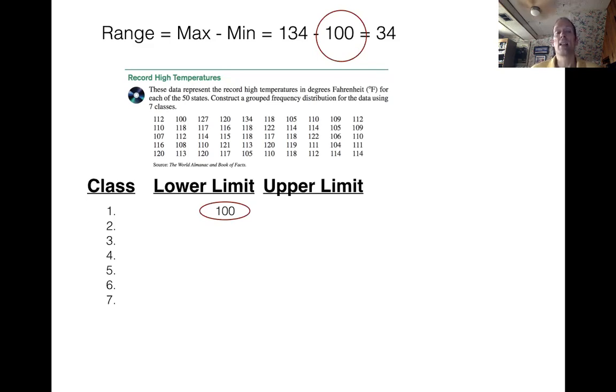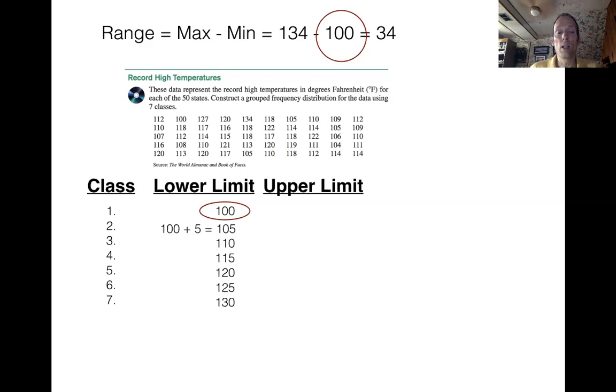So I know that that first class will eventually tell me how many temperatures we had between 100 degrees and some higher number. Right now, I'm not going to worry about the upper limit of class 1 though. Instead, I'm going to get the lower limit of class 2, and then I'll be able to use all the lower limits together to figure out what the upper limit should be. So for class 2, I'm going to take 100 degrees, my lower limit for the preceding class, and add to it the class width. That's going to give me 105 degrees. I'm going to follow the same exact pattern for all the other lower limits.